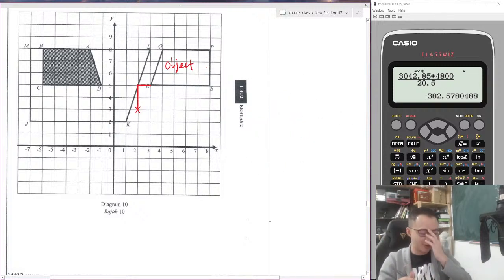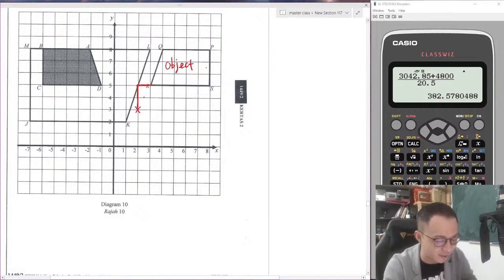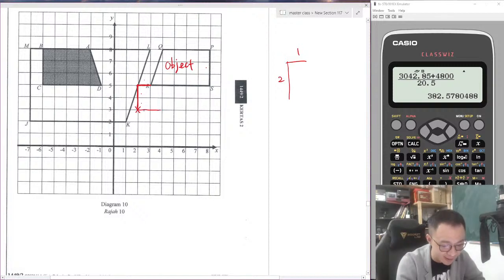Alright, so right now, I want to rotate this L. Normally I will count how many units there are for my L here. If I count here, it's about 2 units and 1 unit, because you count 1, 2, 1. So if I want to rotate my L, it will become like this.